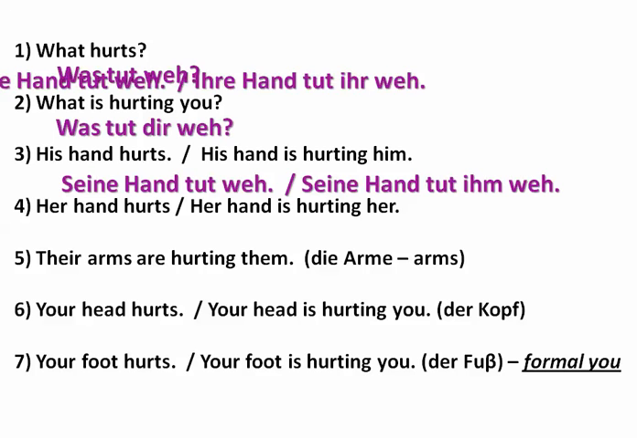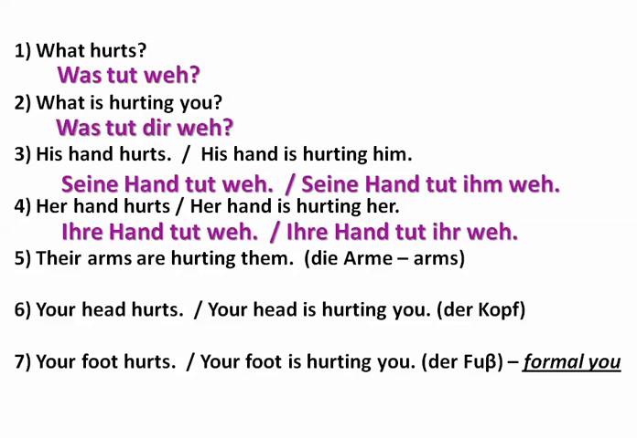Same with her hand hurts. Ihre Hand tut weh. We're putting an E on this because Hand is a feminine noun. And ihre Hand tut ihr weh. Her hand is hurting her. Their arms are hurting them. So again, we're using a plural noun here, Arme. So ihre Arme tun ihnen weh.